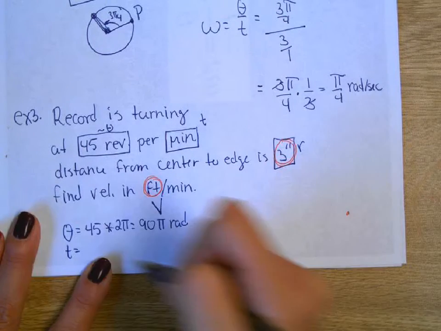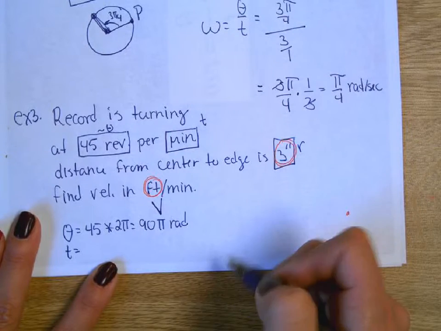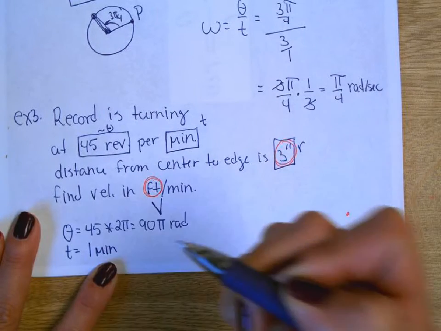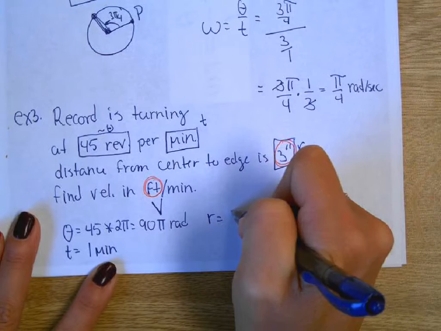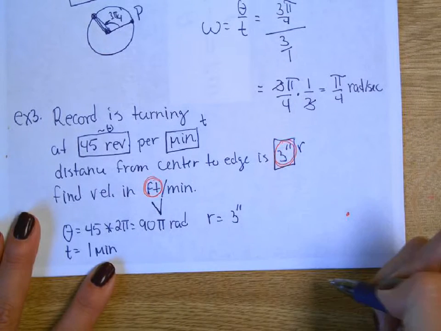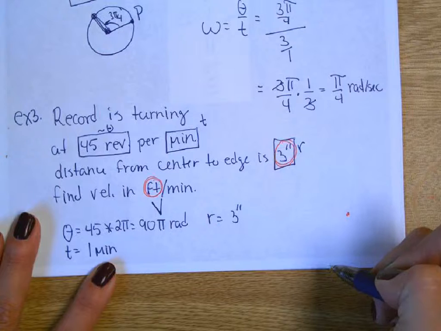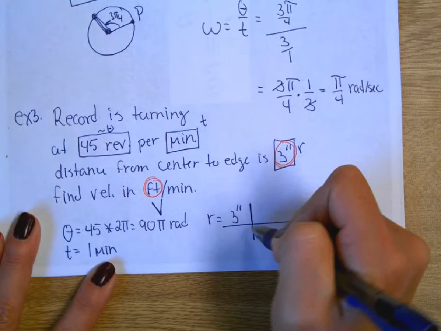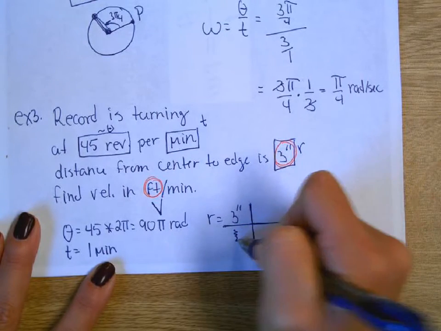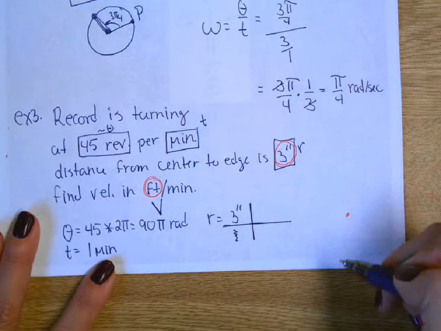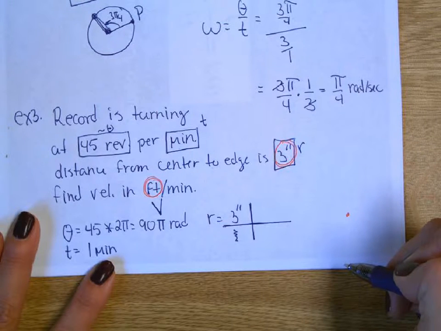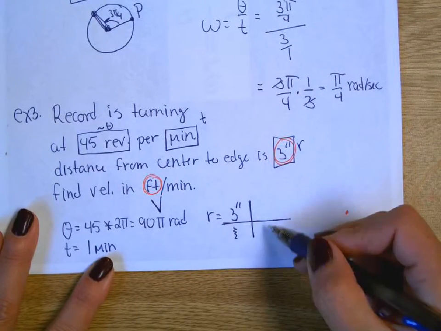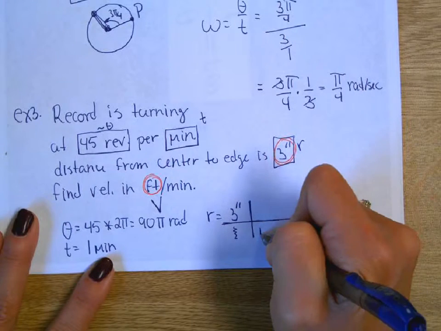My time is 1 minute. Per minute, that's 1 minute. And that was not a red flag, so we're good there. My radius is 3 inches, but that is my red flag. I got to turn that into feet. Let's do the little T-box thing, stoichiometry. What's your conversion for inches to feet? 1 foot equals 12 inches. Where does the 12 belong in this box? On the bottom.